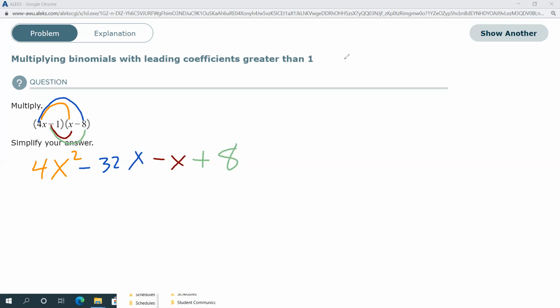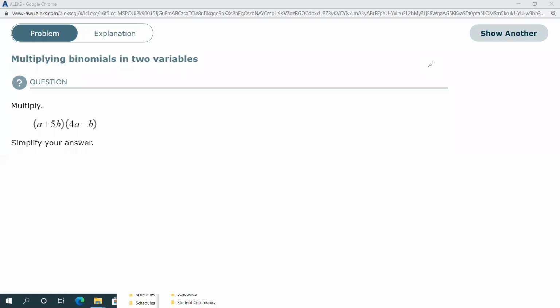And now we combine like terms if we can. On these, usually the middle 2 can be combined. So we'll combine those to get minus 33x. That's how we do it.